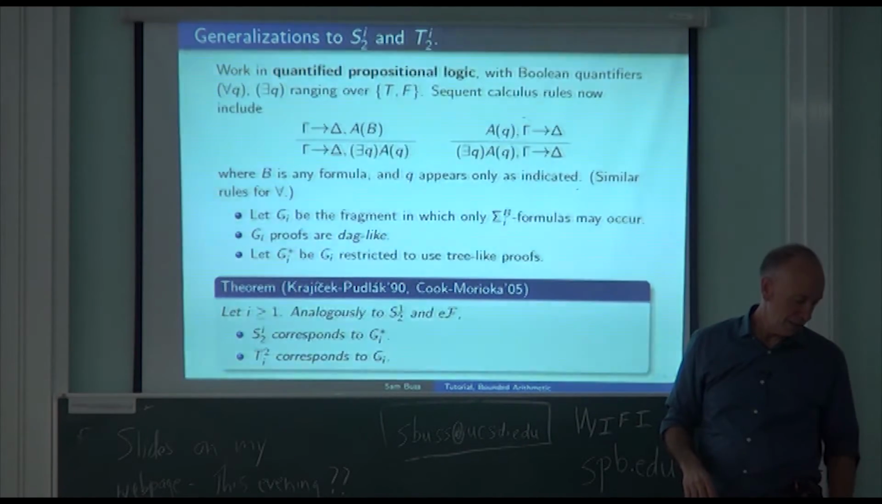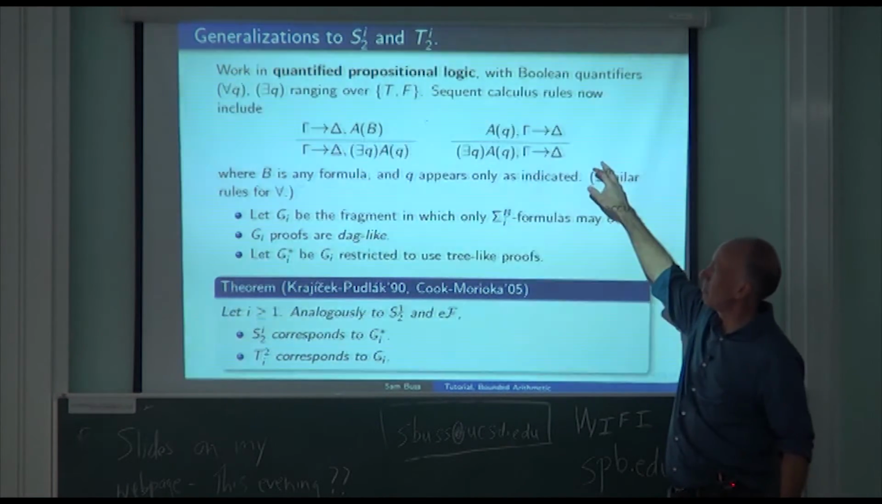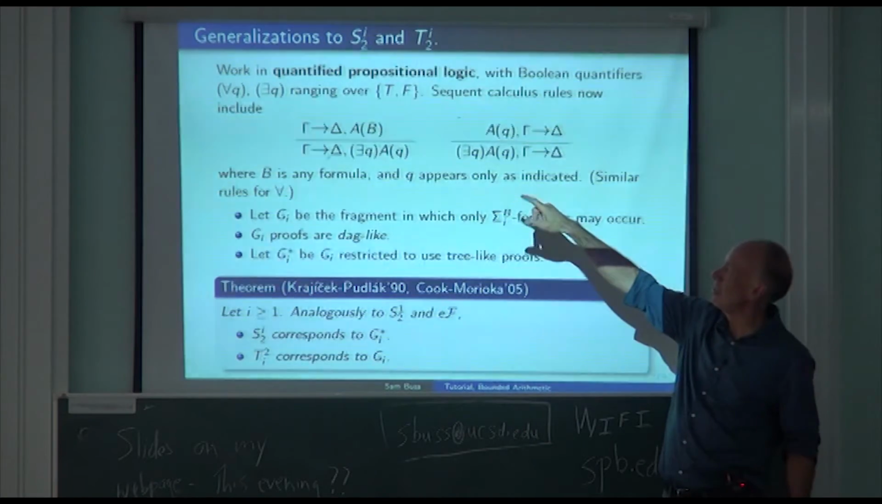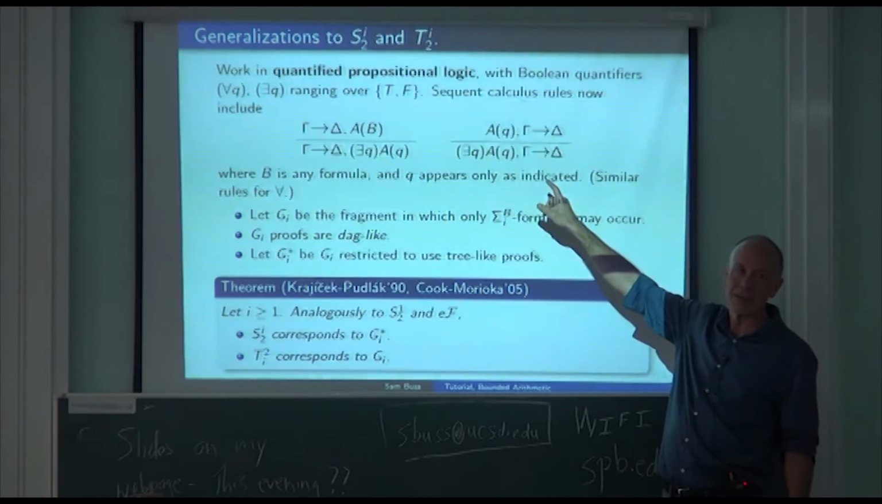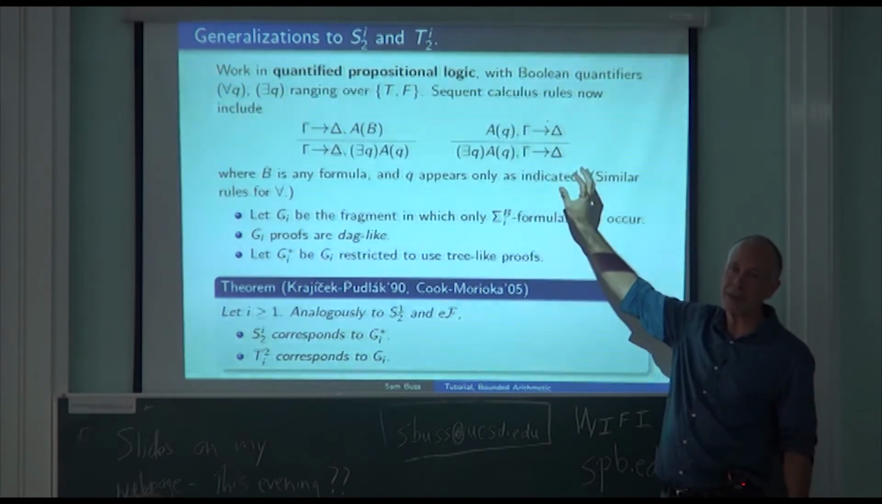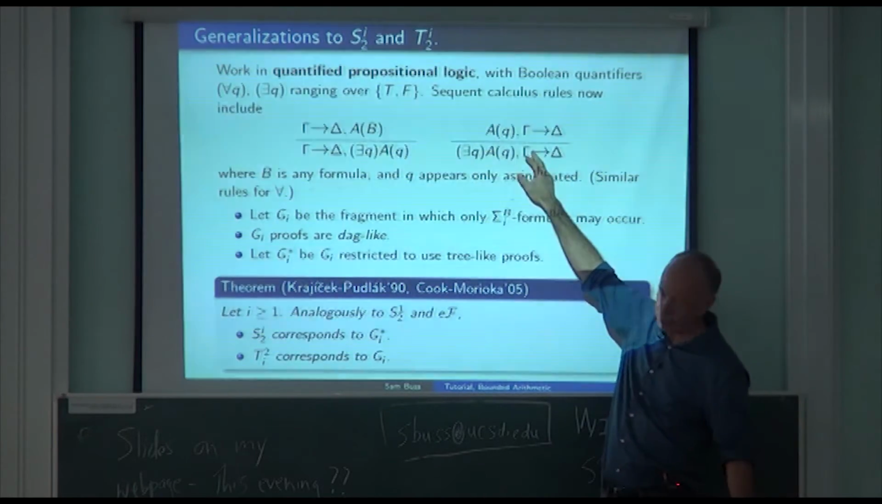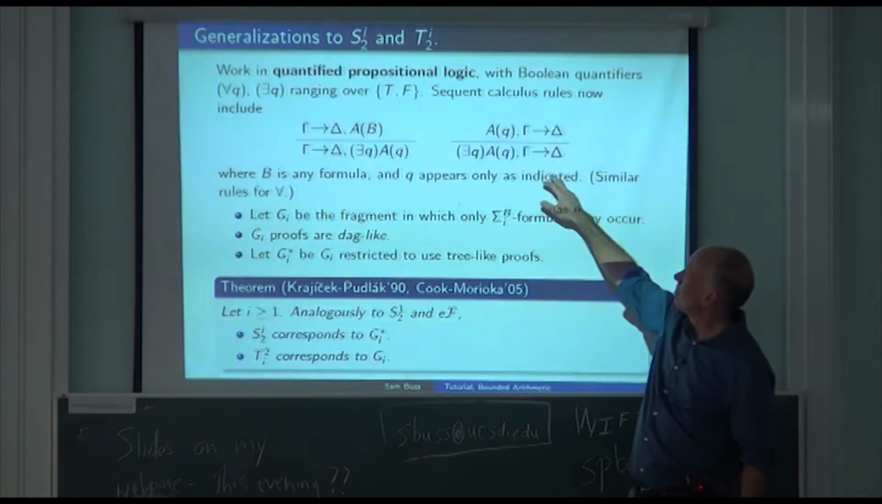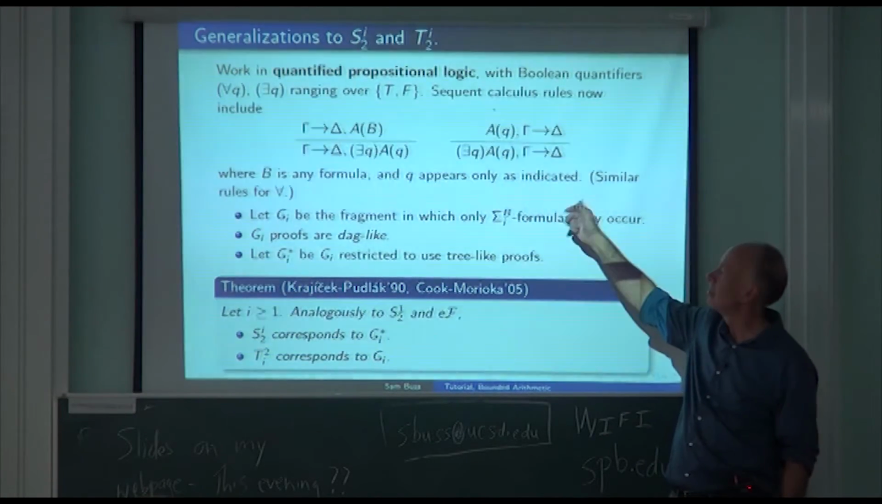There are some generalizations which I will state very quickly just to let you know they're out there. There's quantified propositional logic as well. Here we have quantifiers like exists Q and for all Q that range over true-false values. Many of you have probably seen quantified Boolean formulas and heard they're complete for PSPACE. You can also do a logic for quantified Boolean formulas. And here are two new sequent calculus rules for the existential statements.